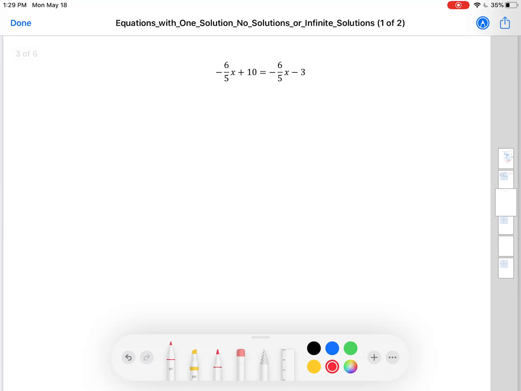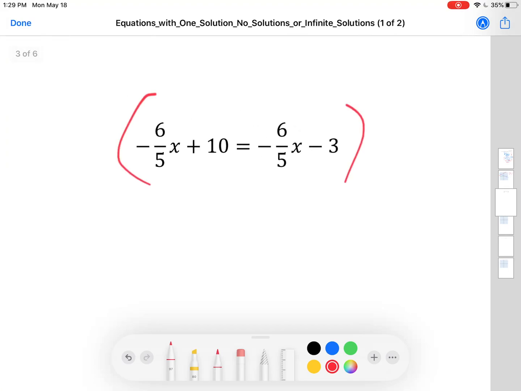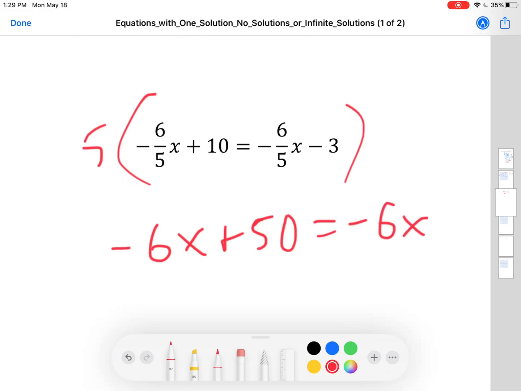All right, next equation. There's an equation. Looks a little funny. I don't like fractions. Both denominators are 5, so I'll multiply everything by 5. Positive times negative is negative. 5 divided by 5 is 1. 1 times 6 is 6. Plus 5 times 10 is 50. Positive times negative is negative. 5 divided by 5 is 1. 1 times 6 is 6, negative 6x. Positive times negative is negative. 5 times 3 is 15, so minus 15.